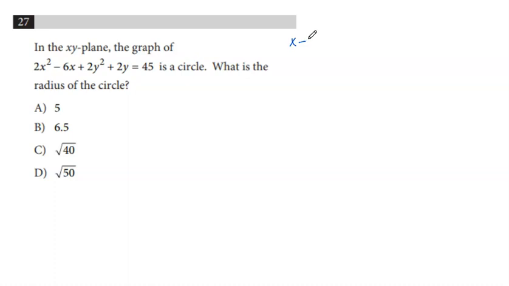x minus h squared plus y minus k squared is equal to r squared, where h comma k is the center. Remember, it's in the xy plane. And then r is what? The radius.